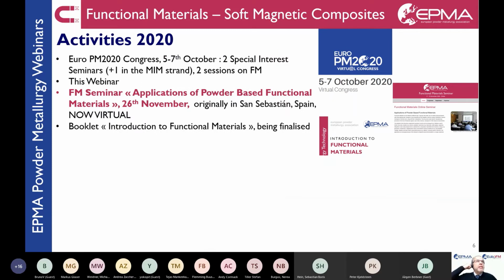More on activities carried out in 2020. There was the Congress, which went virtual a few weeks ago, and it included 2 special interest seminars on functional materials, plus actually one which was called PIM of functional materials, so it was in the metal injection molding strand, so actually 3, and 2 technical sessions on FM functional materials.